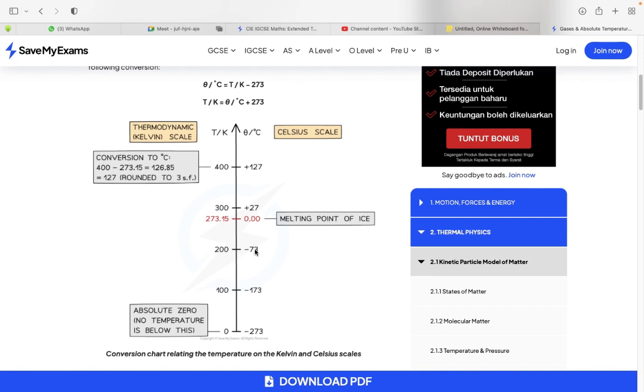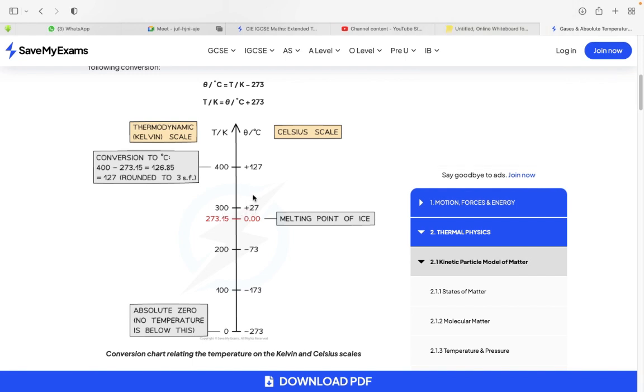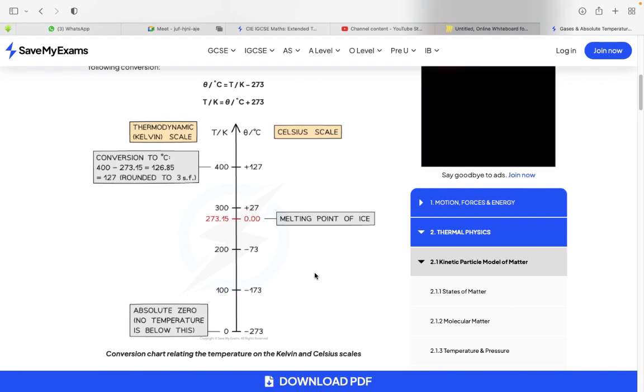So if we move 73 up, we would have reached 0 degrees on Celsius and approximately 273.15 on the Kelvin. If you move another 27 up for Celsius, that will be equivalent to 300 Kelvin. But I'm going to give you a formula for converting them.